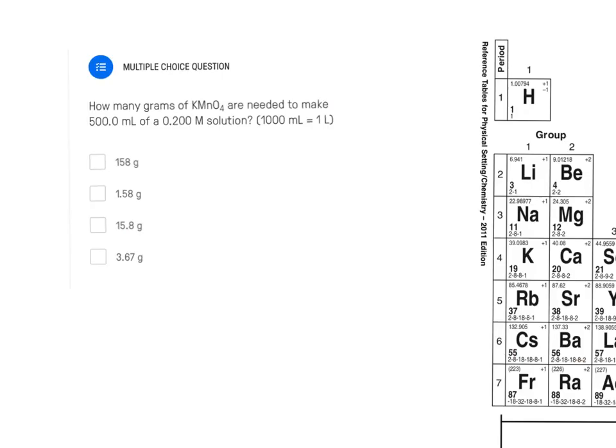All right, let's now move on to the second problem. This was the last problem on the Edpuzzle. The question says, how many grams of KMnO4 are needed to make 500 milliliters of 0.200 molar solution? So I'm just going to mark up some of the information that's given. We are given 500 milliliters and 0.200 molarity. And we're looking for how many grams of this we need.